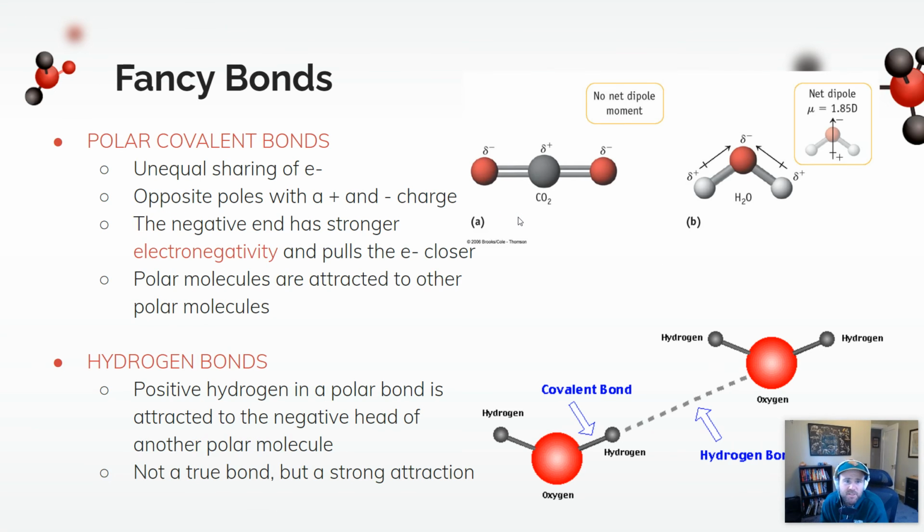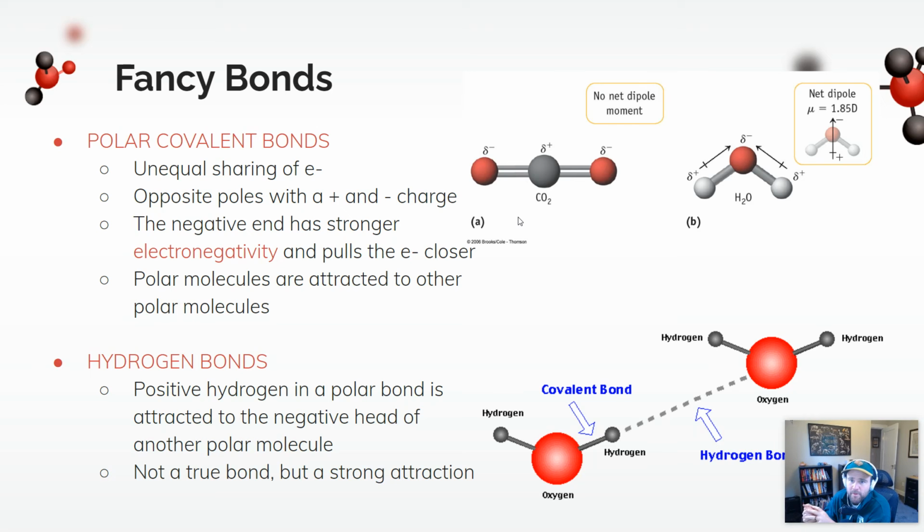A couple other types of bonds. We have covalent bonds that are polar. So when one atom in a covalent bond is a little bit more electronegative than the other, even though it's sharing the electrons, it's going to pull those electrons on average a little bit closer to that atom than the other one. It has more electronegativity. And so as a result, you have an atom that's a little bit more negative versus the other one that's a little bit more positive.